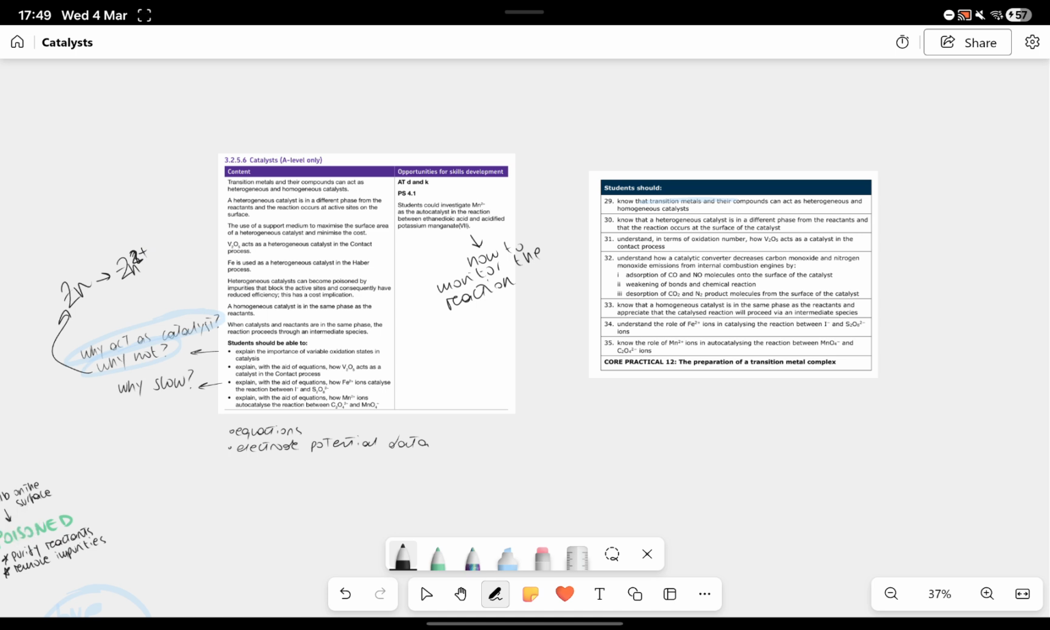because we need to know how to write 3 specific equations which explain one heterogeneous catalyst, one homogeneous catalyst, and the concept of autocatalysis. And this is for both of you, AQA and Edexcel. Let's go into the equations.